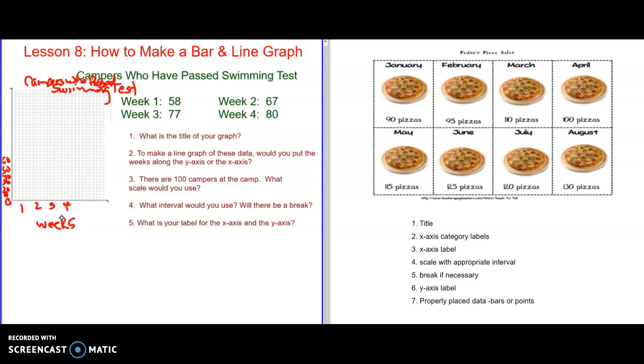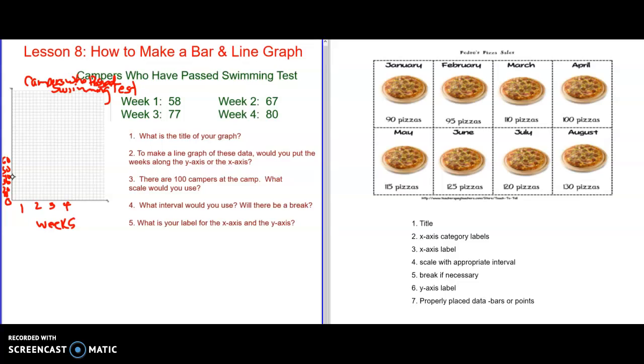So kind of think about that. So I hope in your head you're thinking, those numbers stand for the amount of campers who passed the swimming test. So I put number of campers who passed. Okay, and that would be my label for my y-axis there.